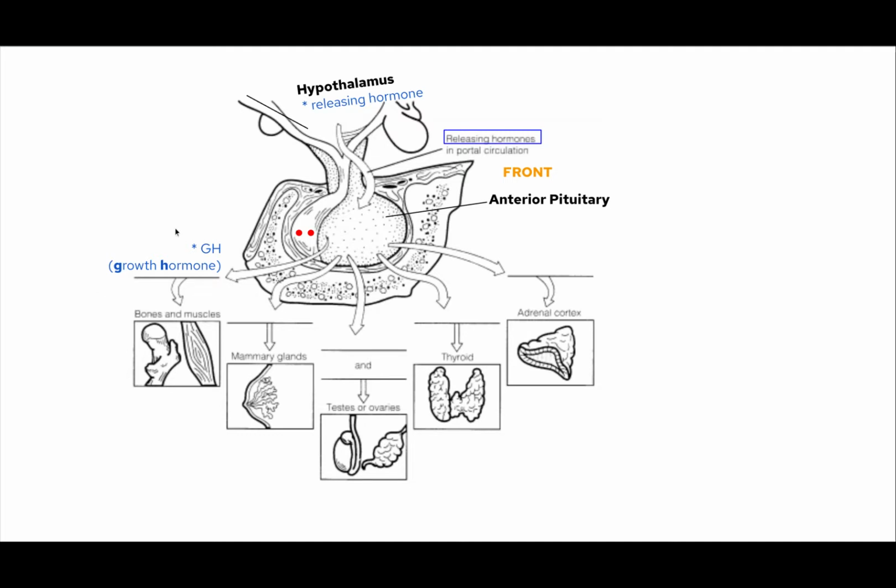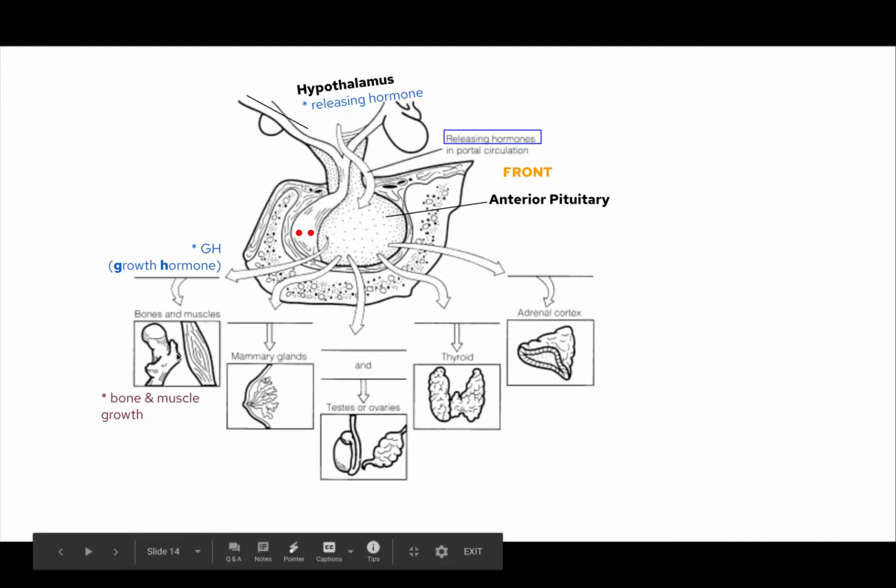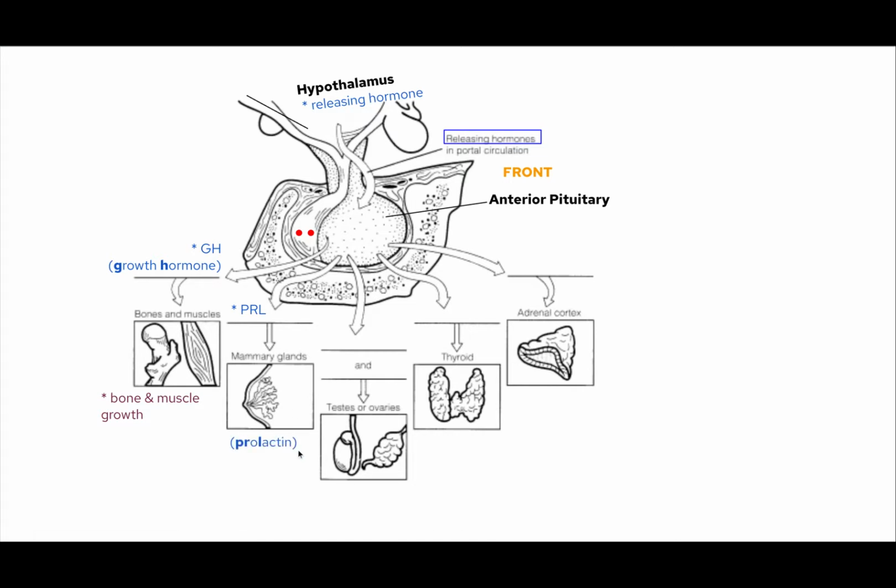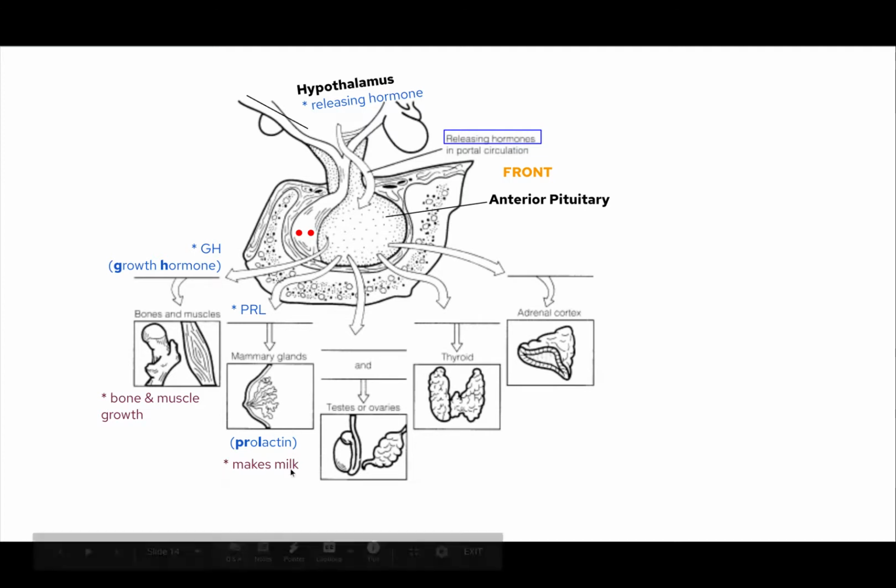So the first one we're going to talk about is the growth hormone, abbreviated GH for short. We're going to use lots of abbreviations in this unit. The growth hormone stimulates growth, easy as that. It tells your bones and muscles to grow, and so it's going to encourage mitosis of those cells. The hormone that stimulates the mammary glands is abbreviated PRL. PRL stands for prolactin. And when you see that word lactin, you should think lactate, because this is what creates breast milk. After a woman's given birth, PRL would stimulate the breast to make milk.